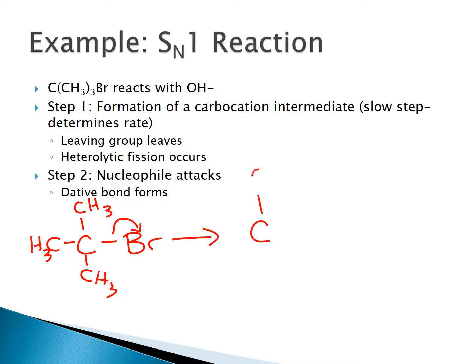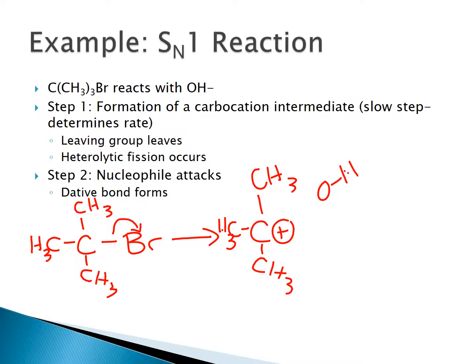Okay, so we're going to form a carbocation intermediate where the carbon is going to have a positive charge. Now, you've never seen a positively charged carbon atom before, and that's because they're not really particularly common. Okay? This is really not very stable.